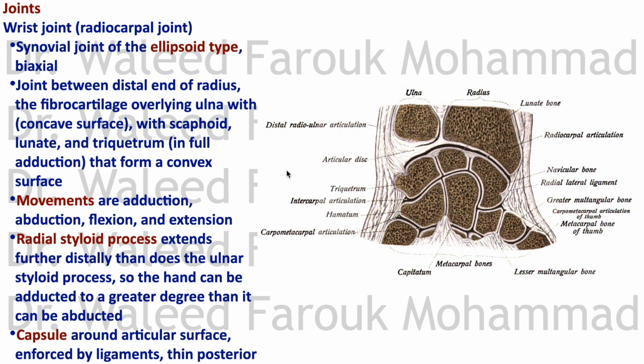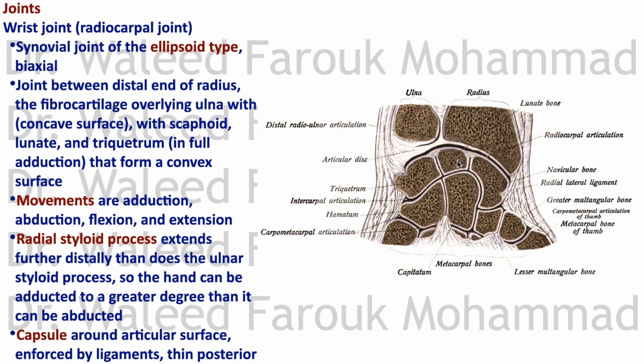Now the wrist joint, the radiocarpal joint. This is a synovial joint of the ellipsoid type, a biaxial joint, between the distal end of the radius and the articular disc we talked about that isolates the ulna from the joint, okay, with the scaphoid, lunate, and triquetral, which comes in full adduction, the triquetral bone in full adduction.